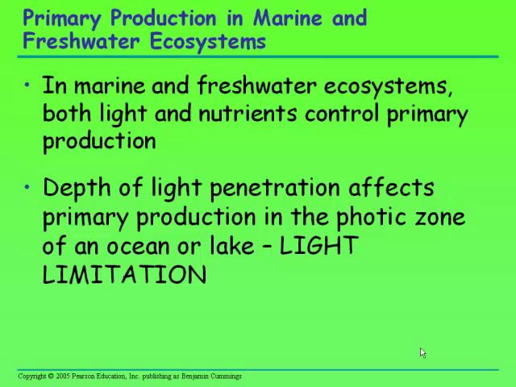In marine and freshwater ecosystems, both light and nutrients control primary production. However, the depth of light affects primary production in the photic zone of an ocean or lake, which is light limitation. The photic zone is how deep photosynthetic organisms can survive.